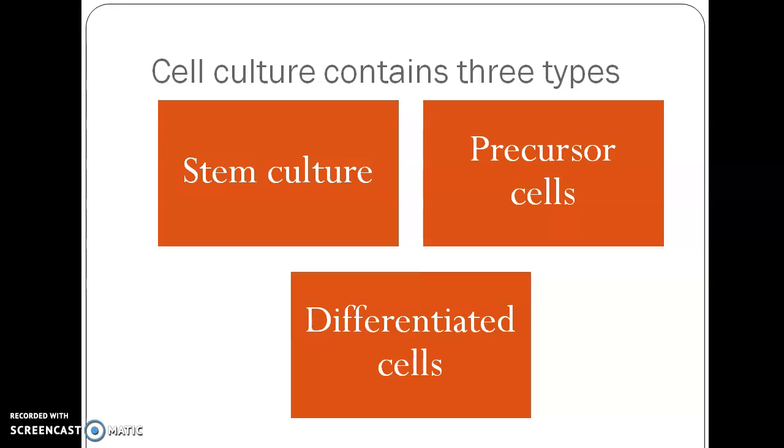One is stem cells, that is undifferentiated cells, which can divide into any kind of cells. Then it can also contain precursor cells, that is derived from the stem cells, and they are committed to differentiation, but they are not differentiated. Last one is differentiated cells, that is highly specialized cells, which do not have the capacity to divide. Cell cultures may be grown as monolayers or suspension.